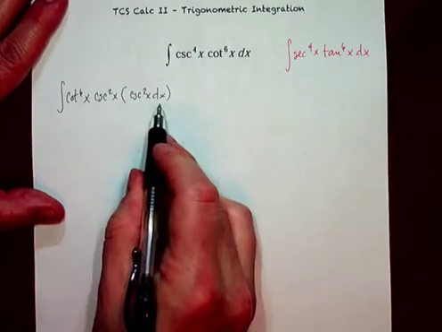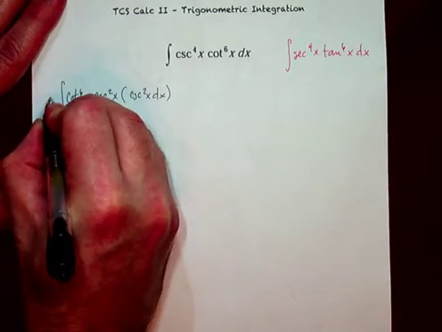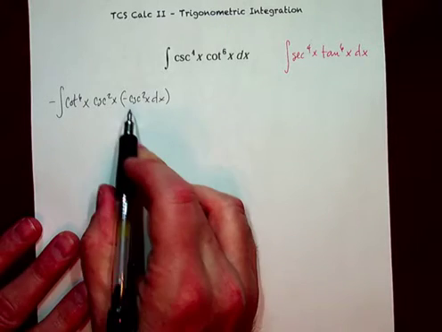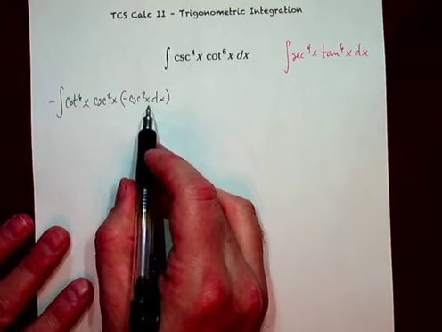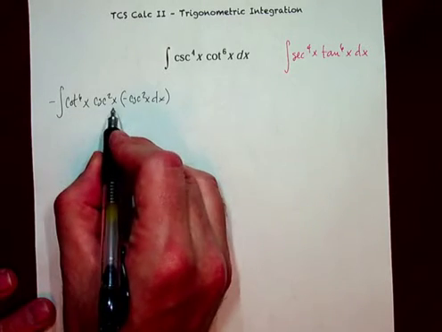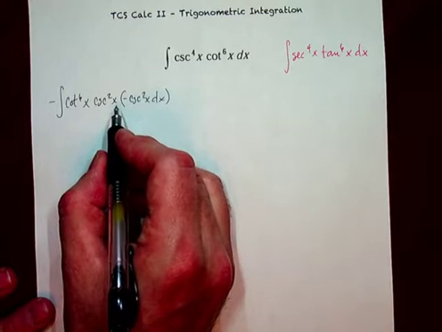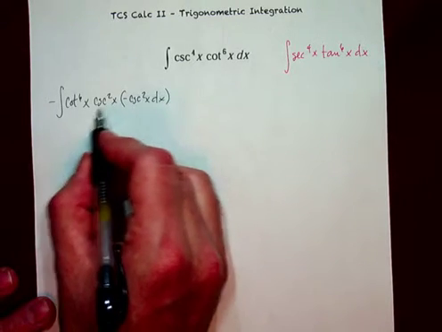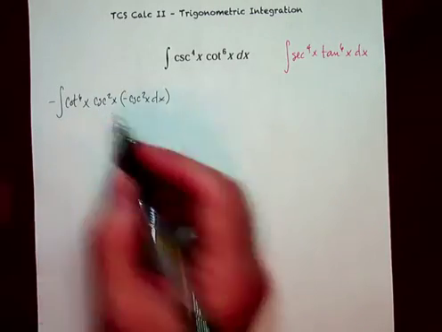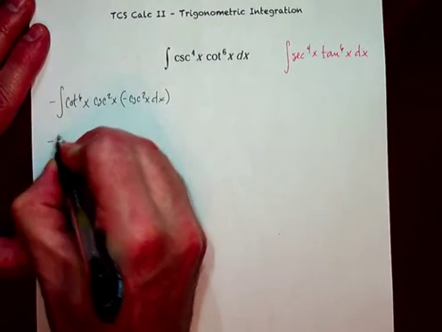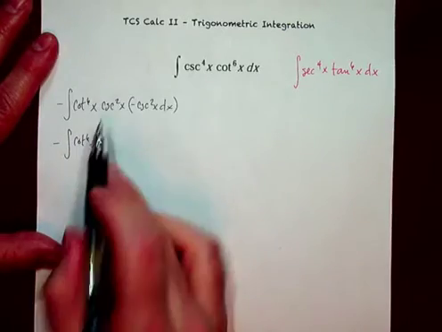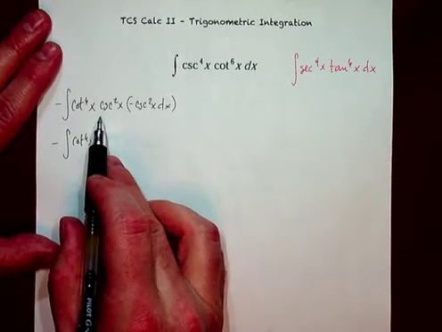Now that's really close to being my du. If I just pop a negative out in front right here to make my du, I know that negative cosecant squared x is a derivative of cotangent. But my cosecants that are left over are still capable of being turned, all of them, into cotangent because there's an even number of them. And so let's do negative, and we have cotangent to the 6th x, and the cosecant squared is going to be cotangent squared plus 1.